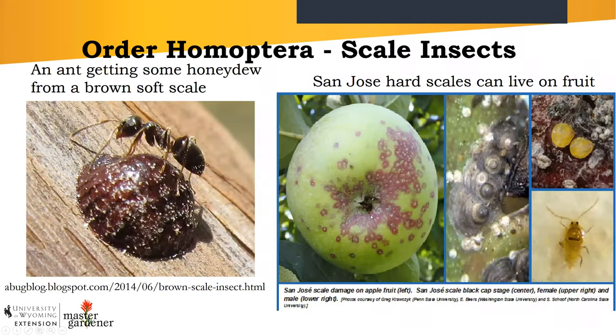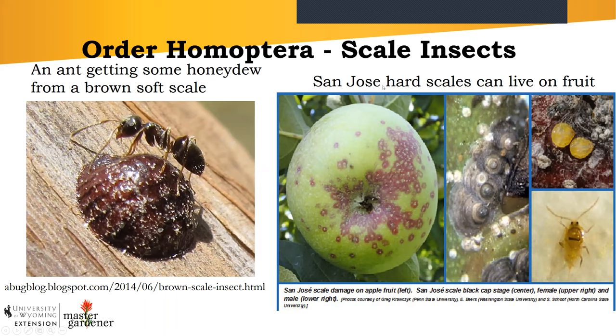Other members of Homoptera also produce honeydew, the brown scales do. These are the insects that only in the first stage out of the egg look like an insect. Once the females especially attach to the plant and sink their mouth parts into it, they'll molt and won't move anymore. Soft scales feed on the phloem, and in return, sometimes the ants will protect them from predators or parasitoids. And in return, the ants get the honeydew.